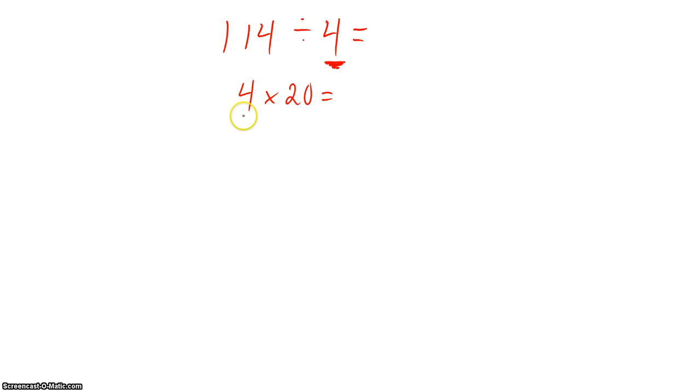Now, if I had 4 and 2, so 2 groups of 4, that would be a total of 8. But I really have 20, which is 10 times greater than 2. So if I'm multiplying by a factor 10 times greater, my product will be 10 times greater, which is 80. Now I'm a lot closer to 114.